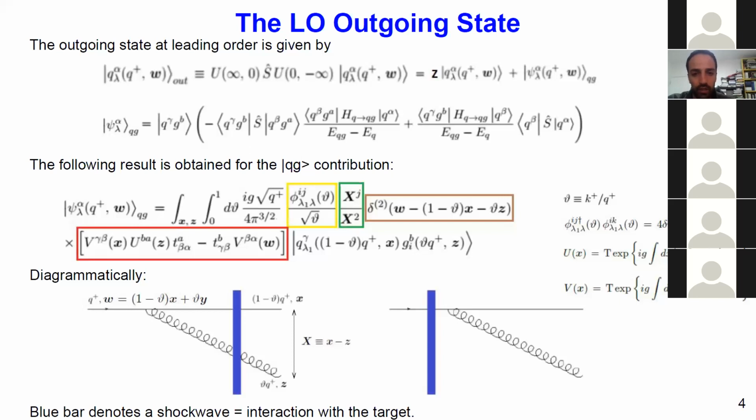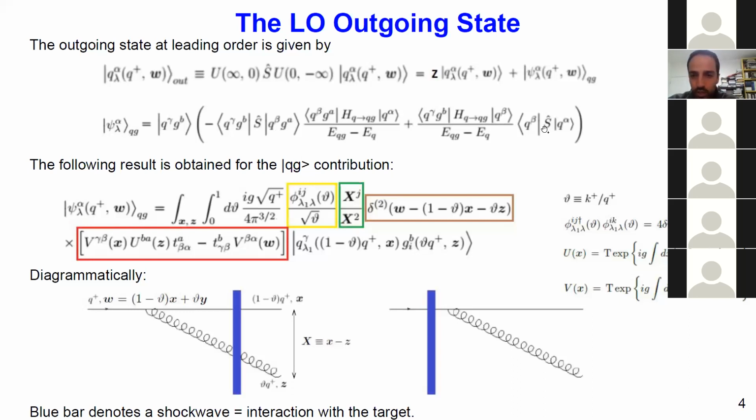The block in green is the Weizsäcker-Williams field. Then comes the block in brown. This is the delta function, which gives us the condition of the center of mass conservation. Then there is another block in red, which encodes the information of the scattering process. So you see that we have two terms. Each of these terms is involved in this line.